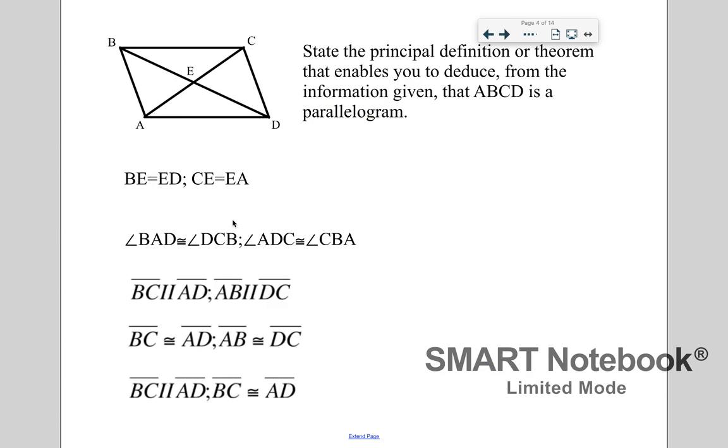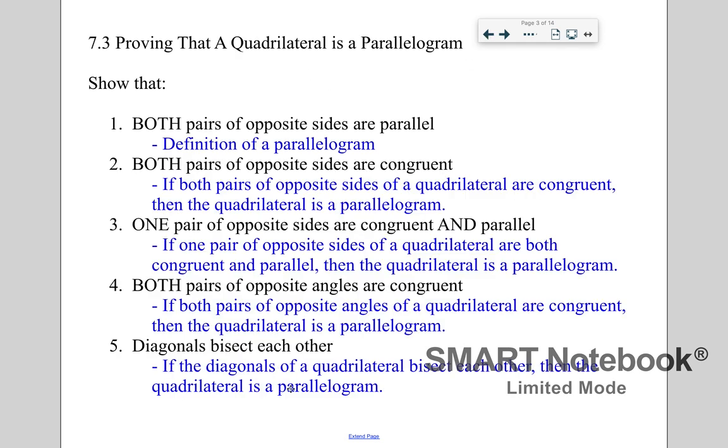So in the first one, I'm giving you information about this quadrilateral, and you are to state the principal definition or theorem that enables you to deduce from the information given that ABCD is a parallelogram. So if you look at these, what basically you're doing is matching these to one of the blue phrases or words here. So I'm going to give you some time to work with your group on that.